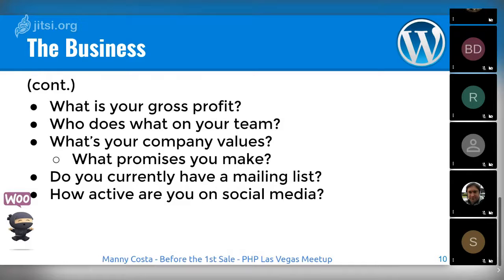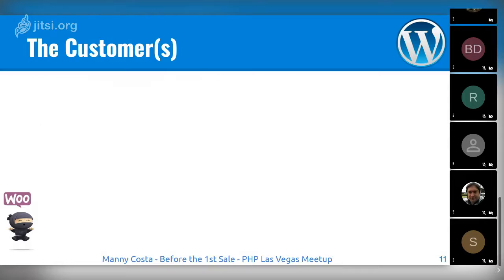If you ever watch Shark Tank, they say it's very important to know the numbers, right? So I ask them, what's your gross profit? Who does what on your team? What are your company values? What promises do you make? Do you currently have a mailing list? How active are you on social media? That's about the business. Then the next step is the customer.